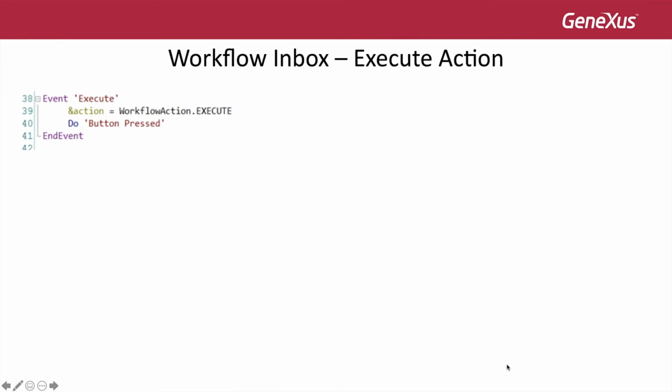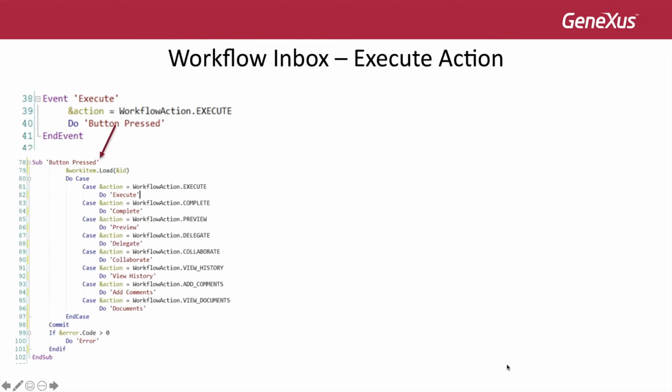Now we are going to see the execute action. This action takes place when the user selects a work item in the grid and then presses the execute button. The first thing to do is to execute the execute event. Here, using the workflow action domain with the value execute, this value will be assigned to the variable action. Then it will execute the button press subroutine.